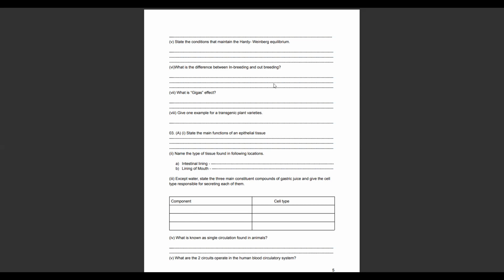Roman number 2, part A. Name the type of tissue found in following location. So there are different types of epithelial tissues. There are simple and compound epithelia. Then it can also be divided into several different types of epithelial tissues. So what is the type of epithelial tissue found in intestinal lining?